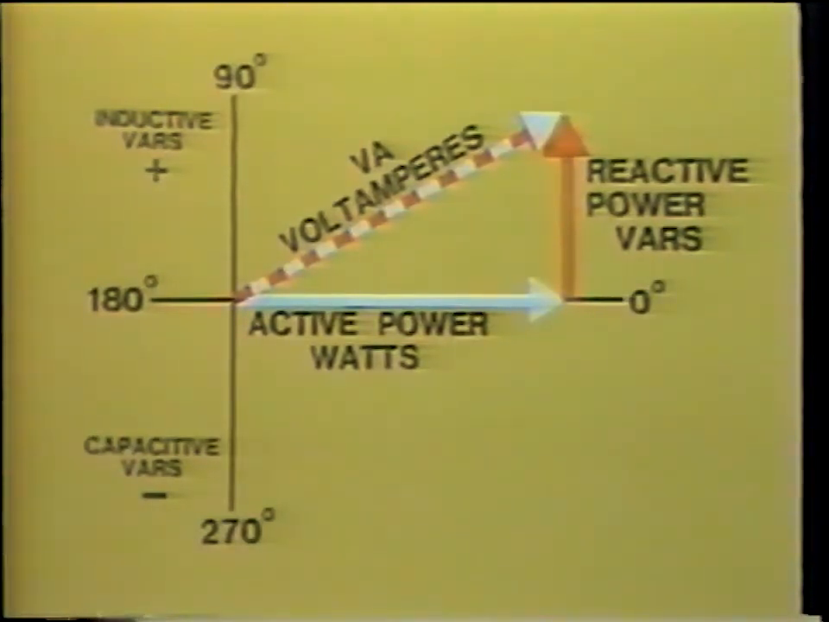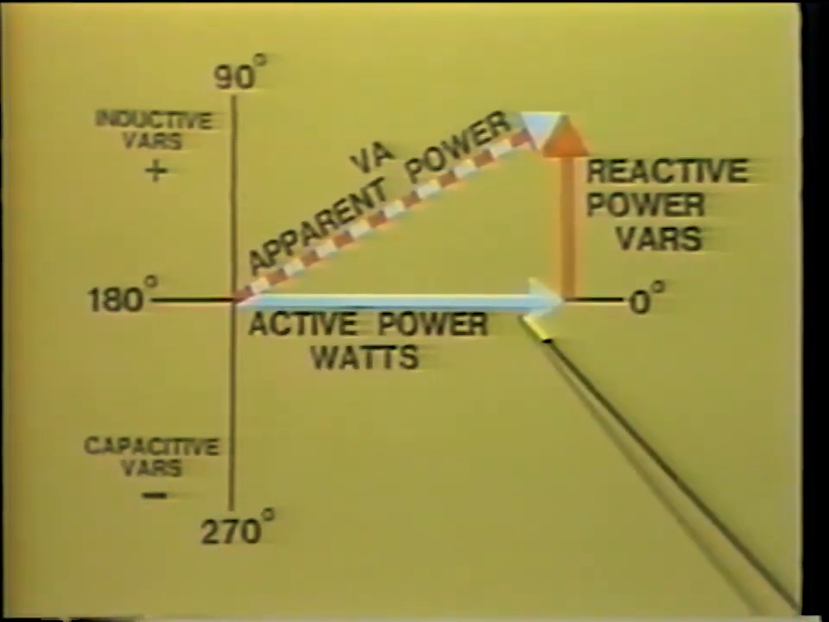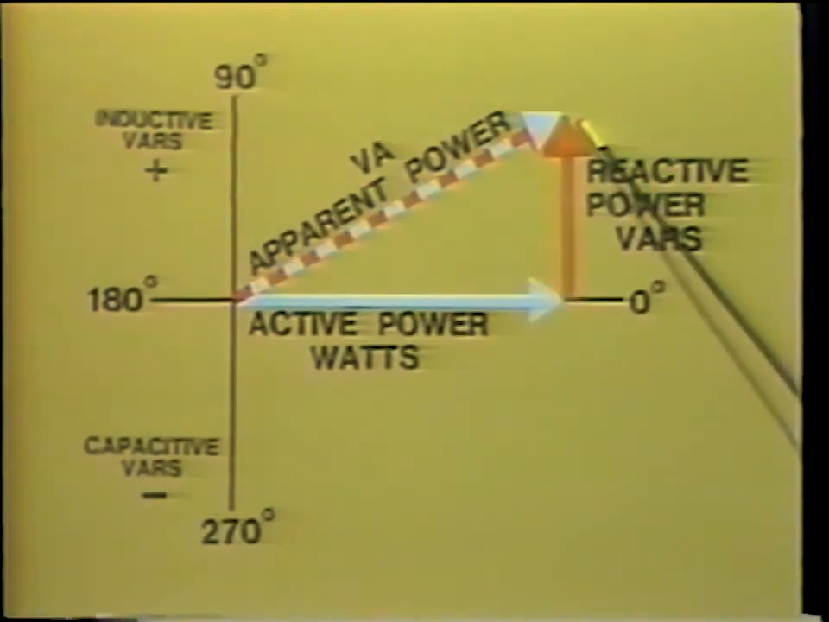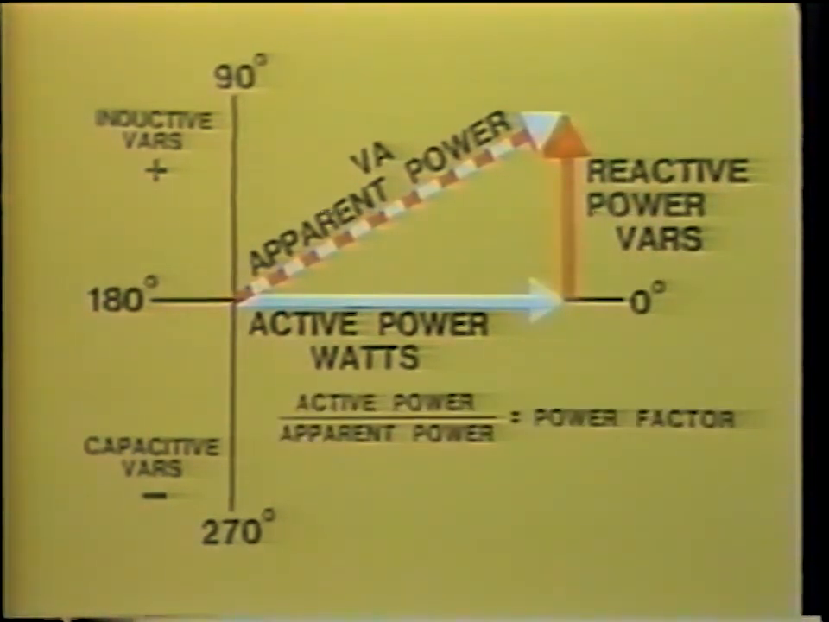For this reason, VA is often called apparent power. It is not the true active power. The true active power is indicated by this vector, which is the power absorbed in the resistive circuit. We have already seen that vars do not absorb any active power. The ratio active power divided by apparent power is known as the power factor. And this is a measure of the useful or real true power portion of volt-amperes.